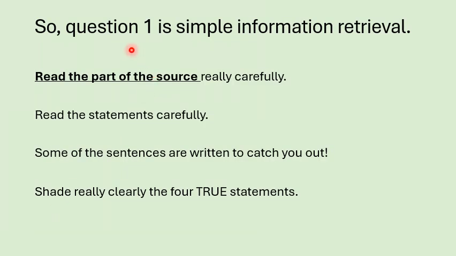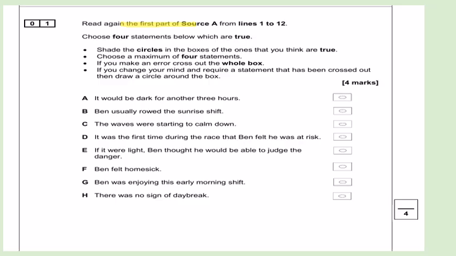Okay, so question 1 is really simple information retrieval. My key things for you: read the part of the source really carefully, read those statements. Some of the sentences may be written to catch you out. Shade really clearly for 2 true statements. Look what I've done here. I've highlighted where exactly it is that I'm looking to take the information from. These statements will be written chronologically, so you start at line 1, go through line 12 and tick them off as you go.